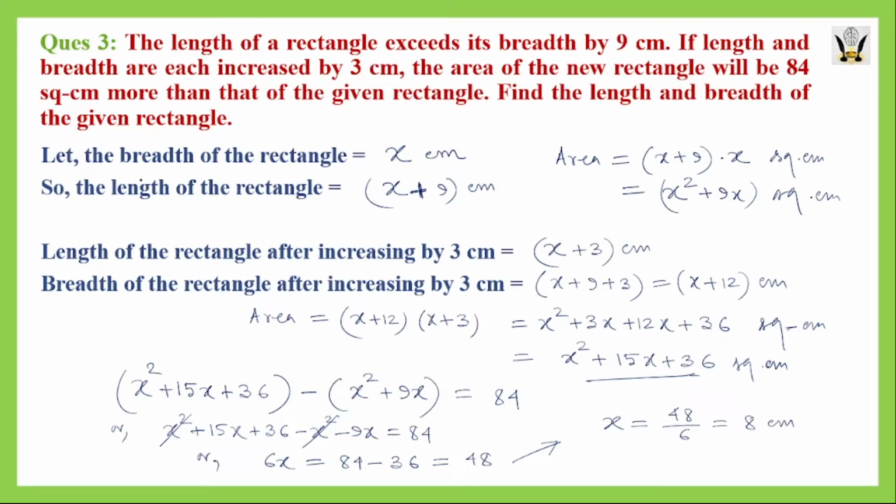And what was our x? x was the breadth of the rectangle. So the breadth of the rectangle is 8 centimeter, and the length of the rectangle will be 9 centimeter more. So 8 plus 9, that means 17 centimeter. So this is the answer of this problem.